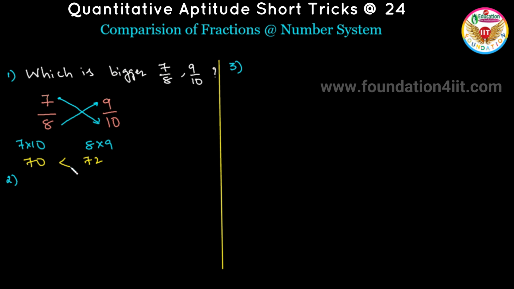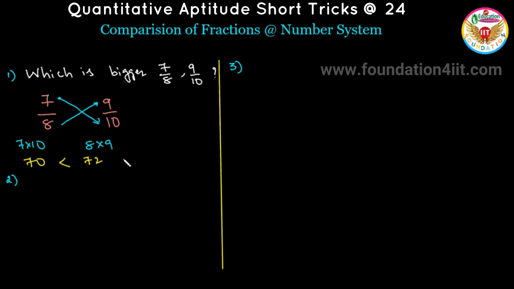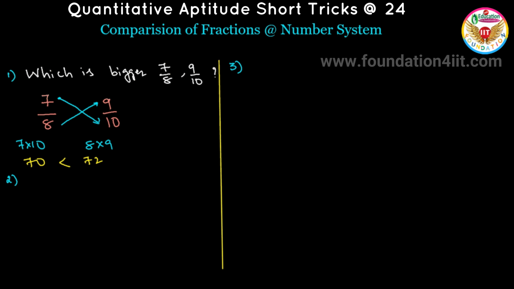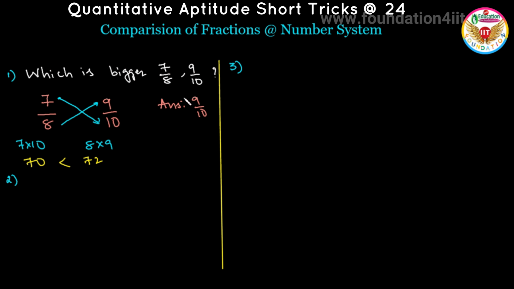So 70 is less than 72. So 72 is greater, which means 9 by 10 is the bigger one. So in this question, the answer is 9 by 10. If two fractions are there, you can just take the first fraction's numerator and multiply with the second fraction's denominator. Let me show you one more example.